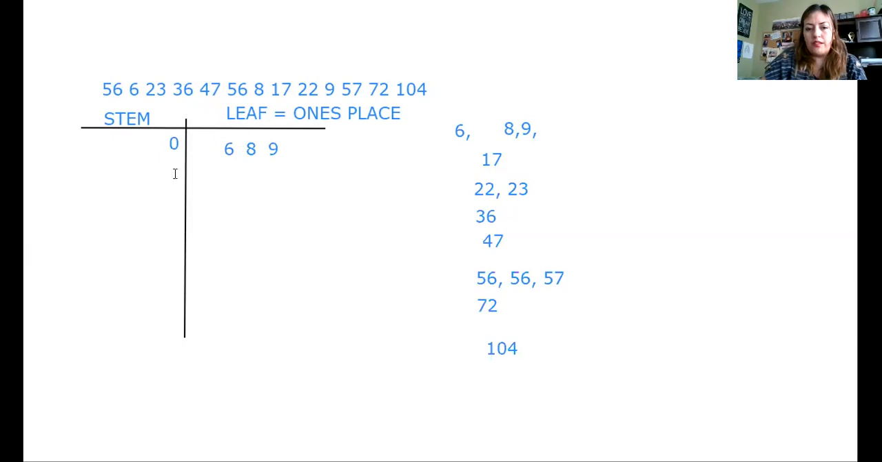So now I move on with the tens place. Right here, I have a 1 on the tens place, so I'm gonna put it there. And on the ones, I have a 7. So there it goes. Okay, so that means I have 17. And then my 22 and my 23, same thing. I'm going to put the 2 for the tens on this side, and under the ones, I'm gonna put the 2 for the 22 and the 3 for the 23.